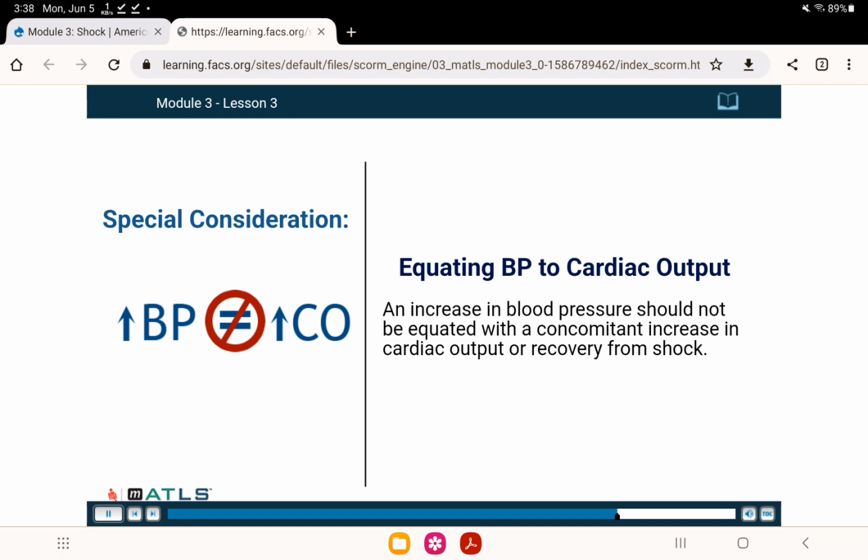Hemorrhagic shock requires correcting inadequate organ perfusion by increasing organ blood flow and tissue oxygenation. Increasing blood flow requires an increase in cardiac output. However, an increase in blood pressure should not be equated with an increase in cardiac output or recovery from shock.